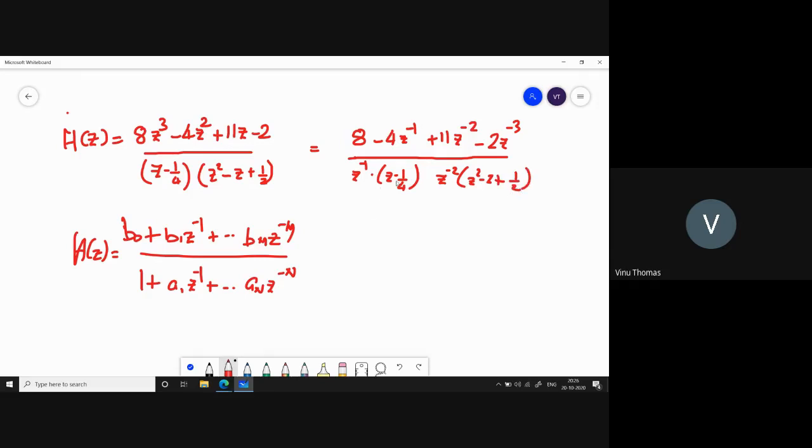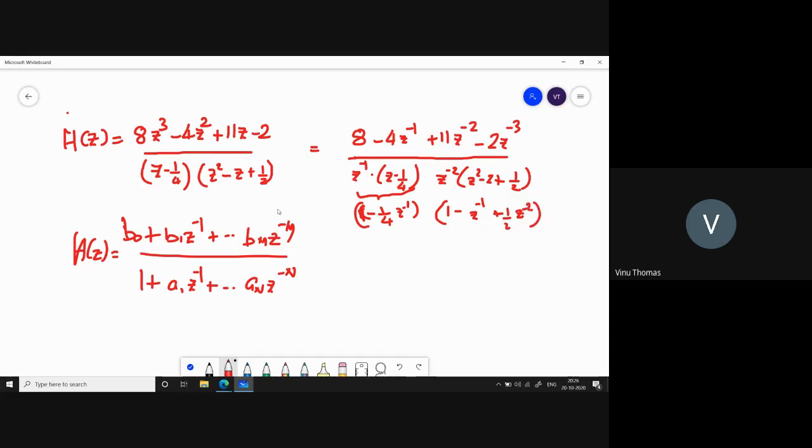Okay, so do you understand this? So this you can write as 1 minus 1 by 4 z raised to minus 1 into, and this would be 1 minus 1 by 4 z raised to minus 1, and what would be the second term? Into 1 minus z raised to minus 1 plus 1 by 2 z raised to minus 1.